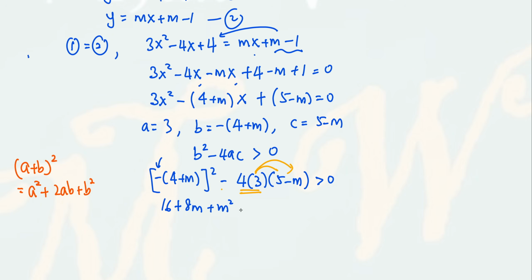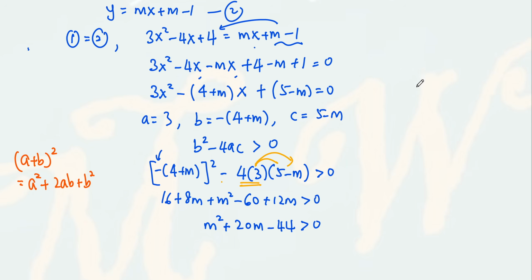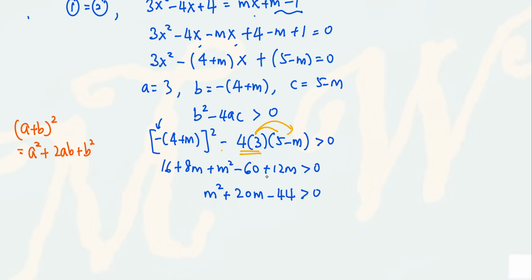So basically you will be getting minus 60 plus 12m greater than 0. Okay, now rearrange them and simplify. You will be getting m squared plus 20m minus 44 is greater than 0. Okay, this quadratic inequality can be factorized.